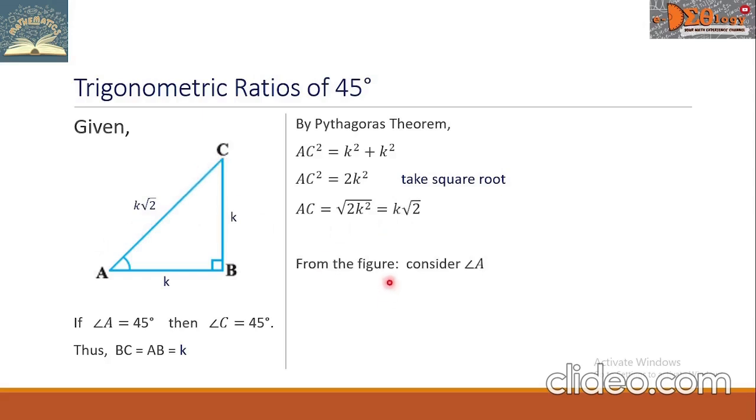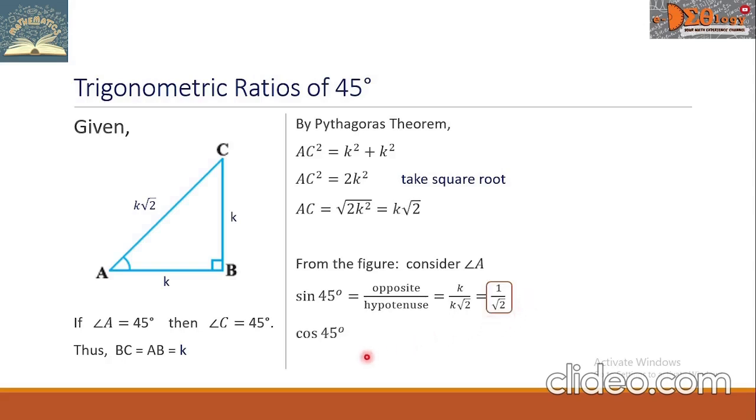Now from the figure, let's consider angle A. This is the 45 degrees. Let us take the sine of the angle A, or we say the sine 45 degrees. We know that this is opposite over hypotenuse. When we get the values from this triangle, we have K over K square root of 2. We can simplify the fraction by cancelling the K. So it becomes 1 over square root of 2. This is the sine 45 degrees.